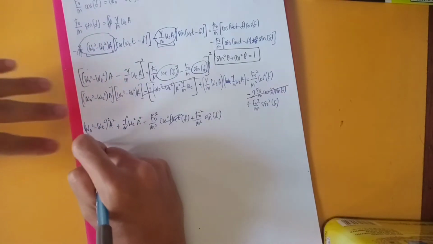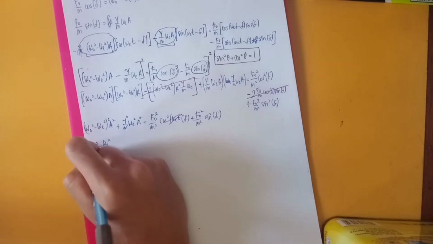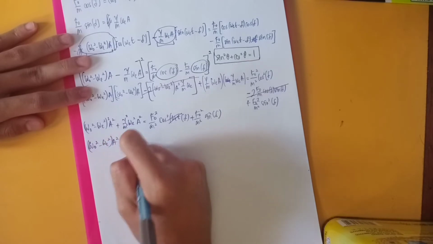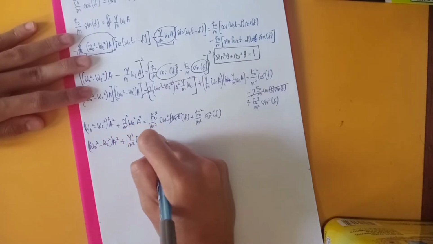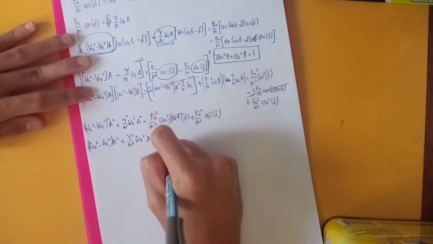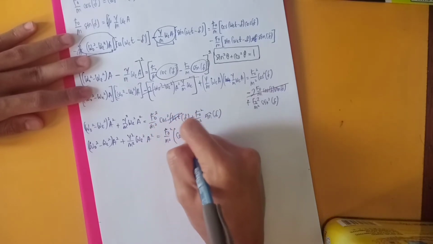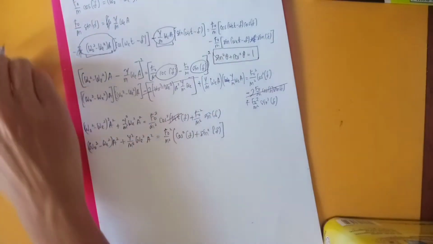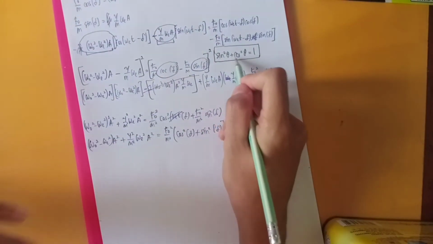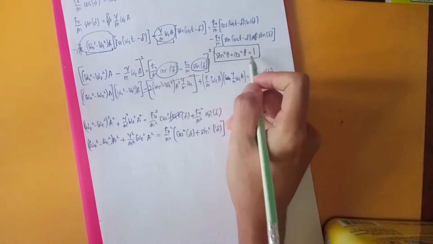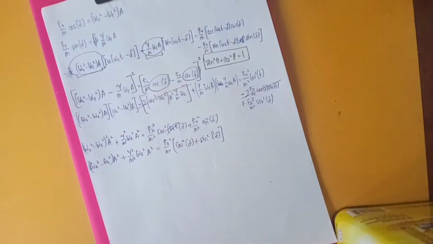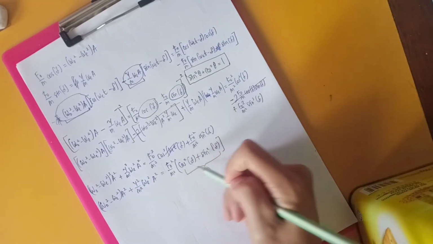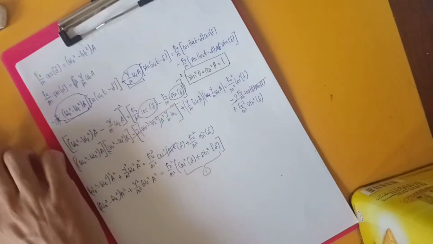So omega naught square minus omega e square times A square plus gamma square over m square omega e square A square equals F naught square over m square times cos square delta plus sine square delta. So this one right here, like I said, we finally get the form sine square theta plus cos square theta equals 1. So this one will equal 1, so that means F naught square over m square multiplied by 1.